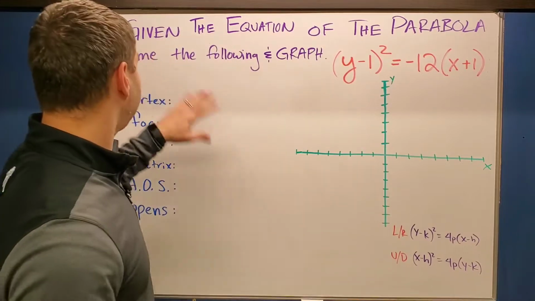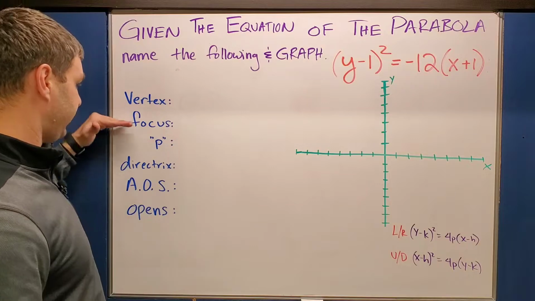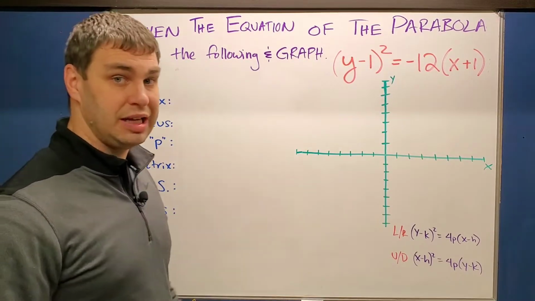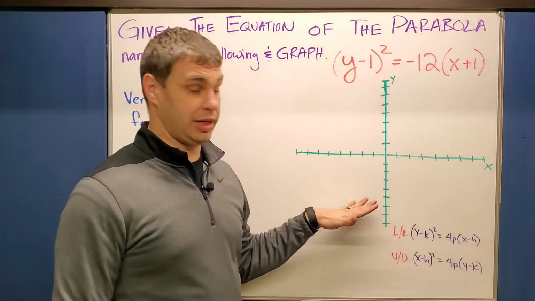All right, guys, this problem here says, given the equation of this parabola over here in red, we need to name the following parts: vertex, focus, the p value, the directrix, the axis of symmetry, and then which way it opens. And then once we have those things, then we can graph it over here on our XY plane, okay?